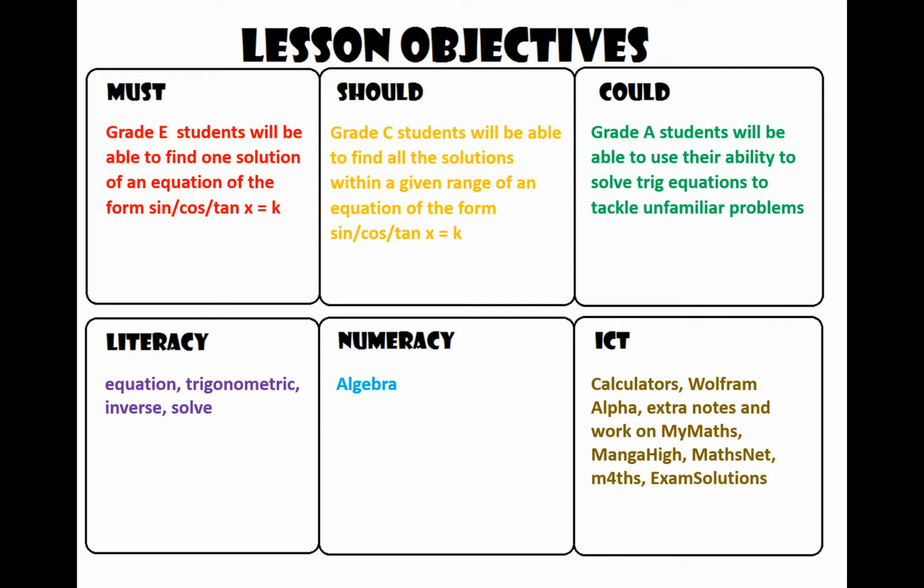This session is about solving simple trigonometric equations. Grade E students will be able to find one solution of an equation of the form sine, cos or tan x equals k, where k is a constant. Grade C students will be able to find all the solutions within a given range, and Grade A students will be able to use their ability to solve trig equations to tackle unfamiliar problems.